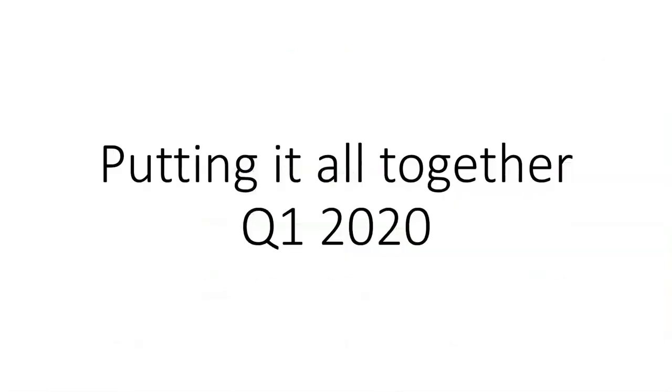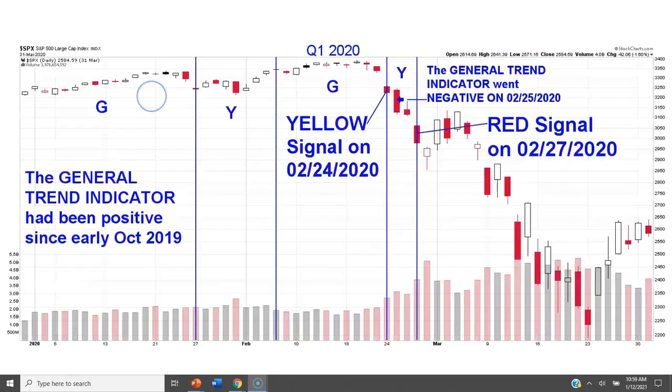Now let's put it all together and see how simple market signals could have helped you during the fastest bear market in history, which of course happened during Q1 of 2020. We had a strong stock market coming into 2020, so the risk signal was green coming into 2020 and remained green for the majority of January. We did have a yellow signal for about 2 weeks towards the latter part of January, first part of February, and then, of course, the risk signal went back to green.